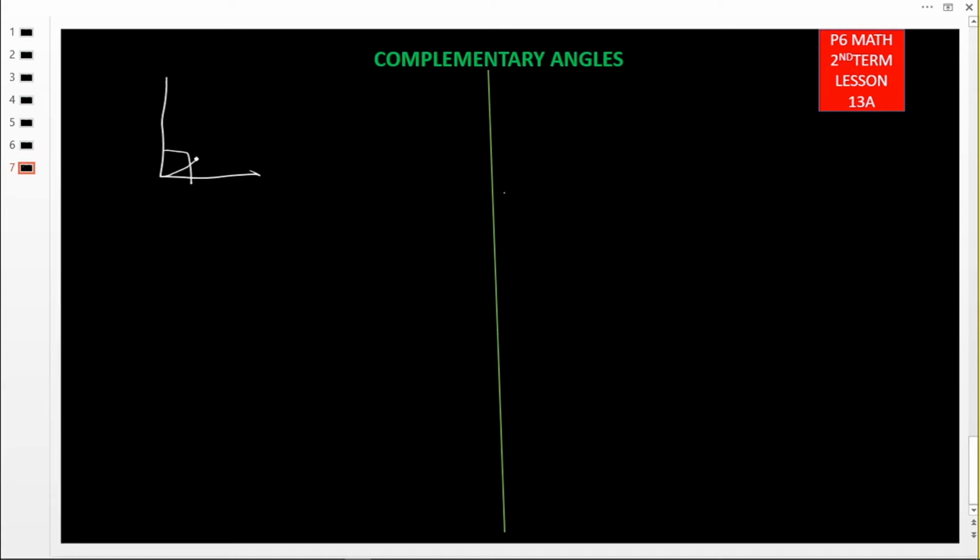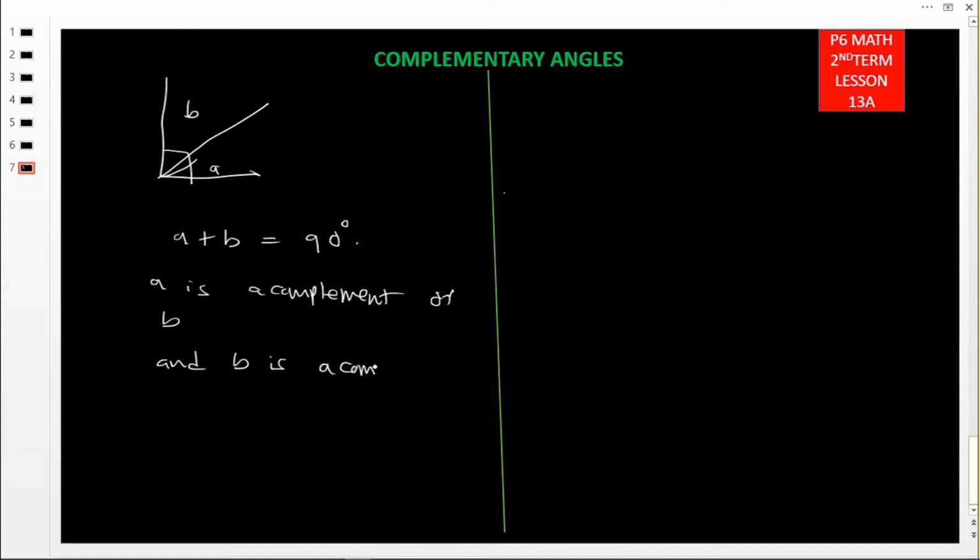Suppose our 90 here is divided into two, and we have A and B. Complementary means A plus B have to add to 90 degrees, meaning that A is a complement of B, and B is also a complement of A. In summary, any two angles that you add and give you 90 degrees are called complementary angles.